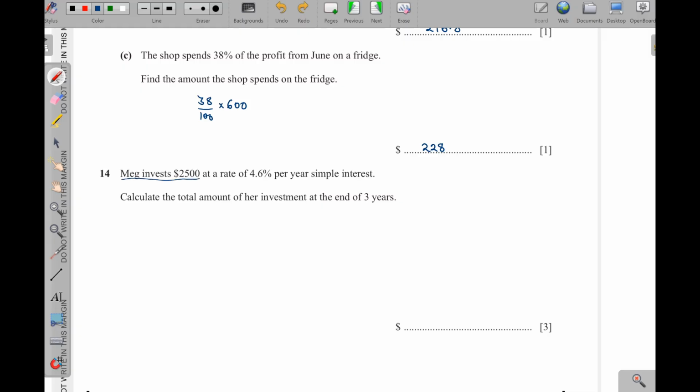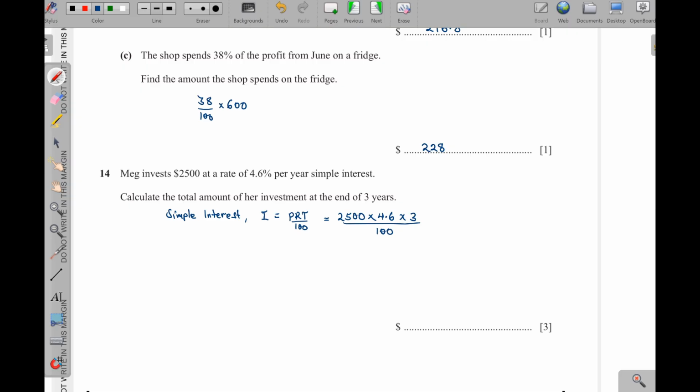Question 14. Meg invests $2,500 at a rate of 4.6% per year, simple interest. Calculate the total amount of her investment at the end of 3 years. Now we know that simple interest is given by the formula PRT over 100. So the principal is $2,500, the rate is 4.6, the time is 3. The rate is out of 100.